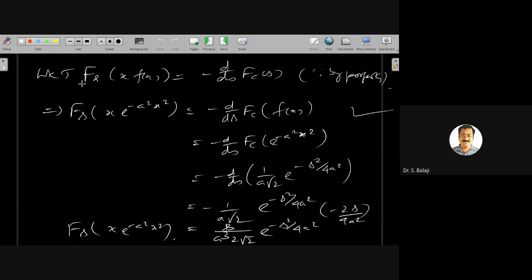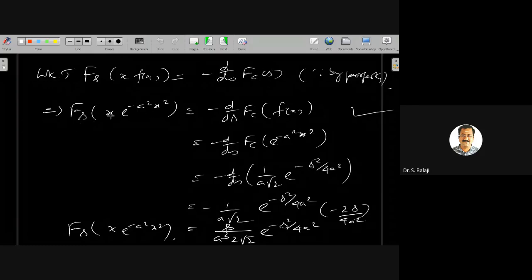You know the property in Fourier sine and cosine transforms: the Fourier sine transform of x into f of x is equal to minus d by ds of Fc of s, where Fc is the Fourier cosine transform of f of x. Therefore, Fs of x into f of x equals minus d by ds of Fc of s.